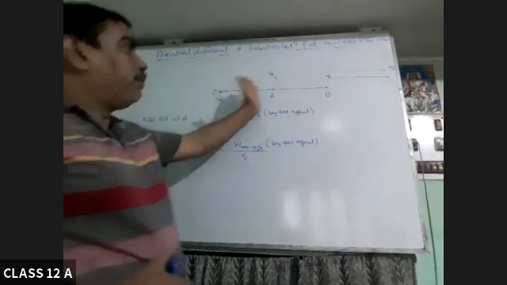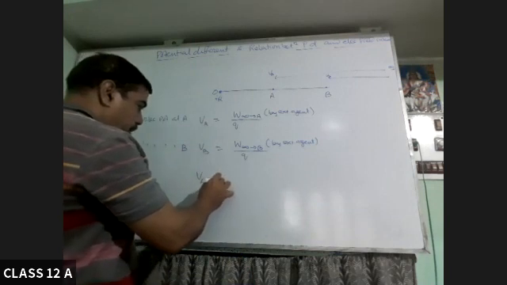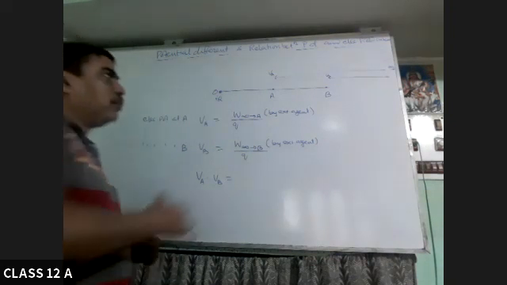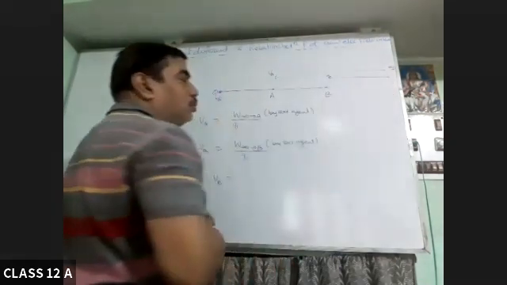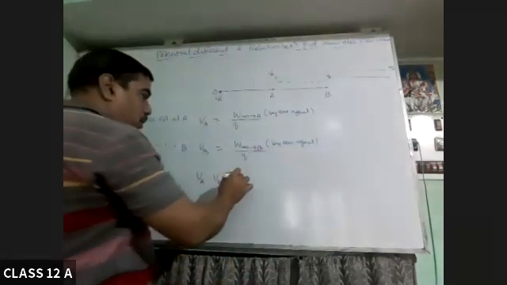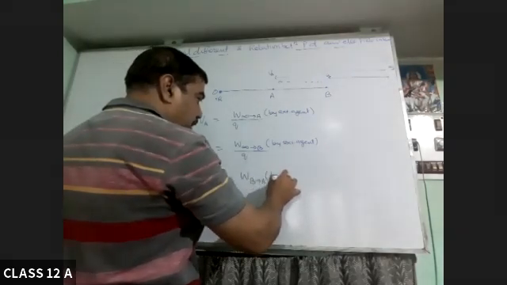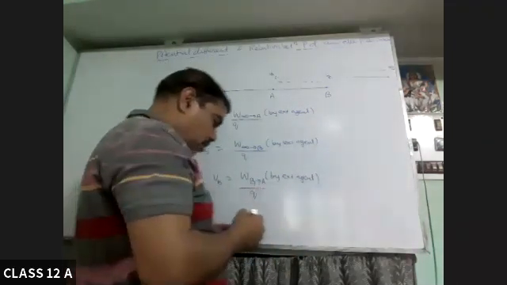Now, if you want to know the difference, VA minus VB, what will come? So this VA minus VB, what is that? From this work infinity to A, we are going to subtract infinity to B. So what is left? Work done by external agent from B to A. So it is work done from B to A by external agent per unit charge.